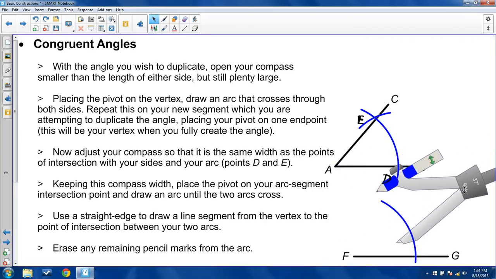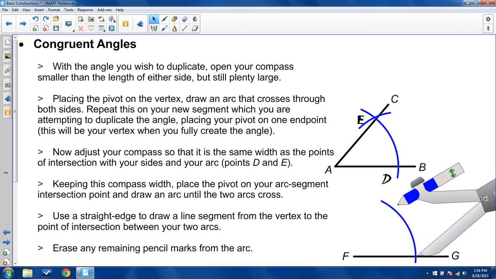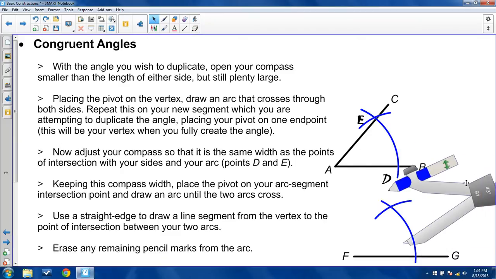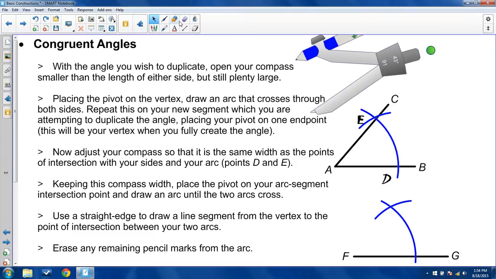I'm going to take my compass, place the pivot right down there on that point of intersection, and then draw this arc with the same width, because now what I've created was that point of intersection right here that's supposed to be the same. And now I'm going to take my straight tool, I don't have a straight edge, and draw a line segment from the vertex to the point of intersection between my two arcs.